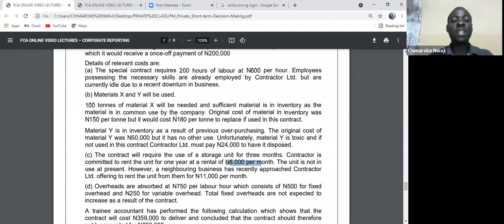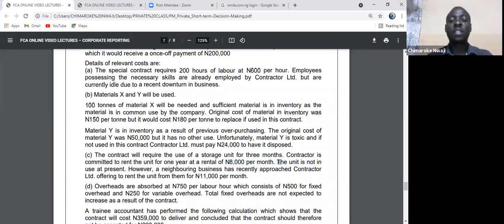You must rent this storage for 8,000 naira per month. Okay, so you are committed to that. You have already signed a contract that you are to pay. You are to rent this at 8,000 naira per month.